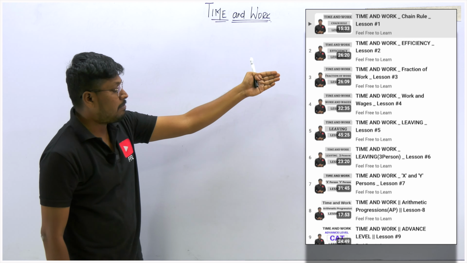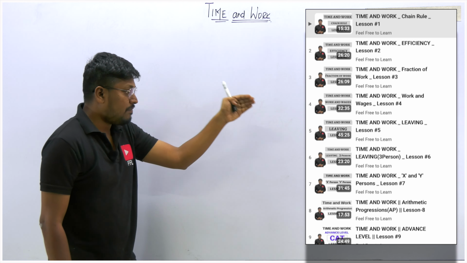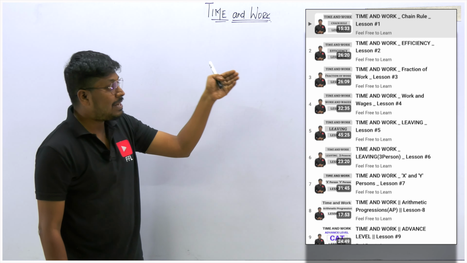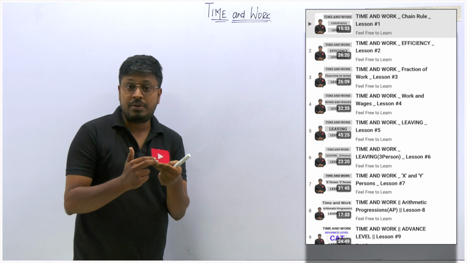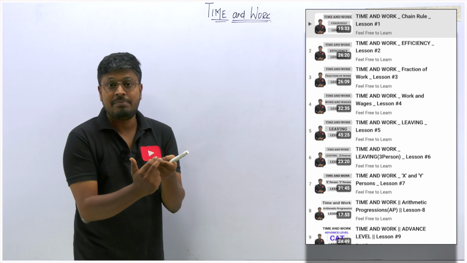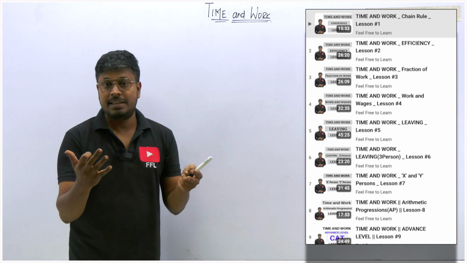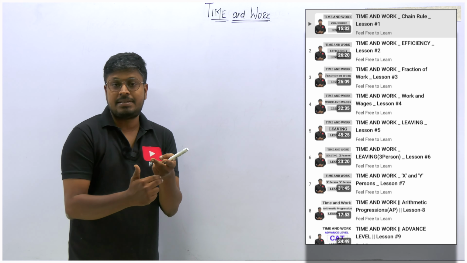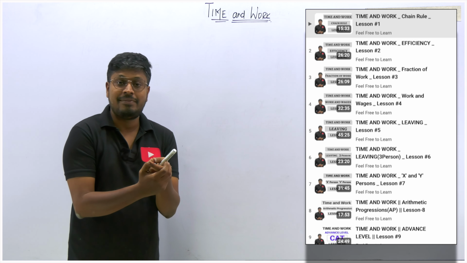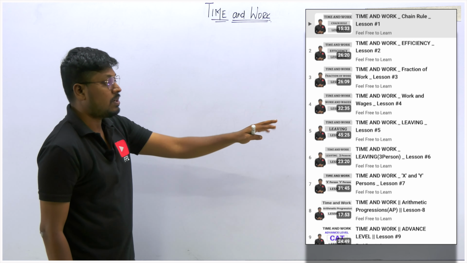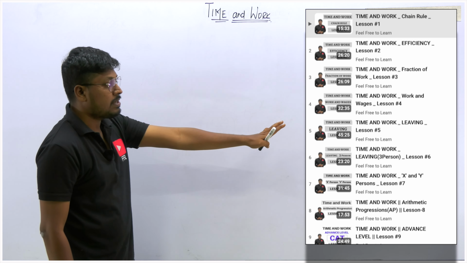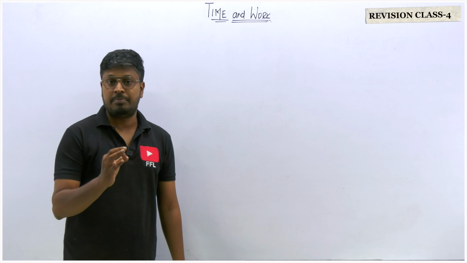Starting from number 1, that is chain rule, then efficiency, then fraction of work, then work and wages, and then leaving. I have posted 2 videos: one is a normal leaving person and the second is 3% leaving. If it is 3% leaving or 4% of the group are leaving, then you have to solve it in a different way. That is the 3% leaving, then X person, Y person, and the last is arithmetic progression.